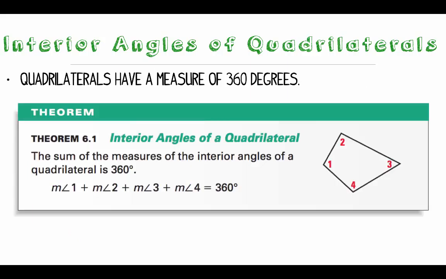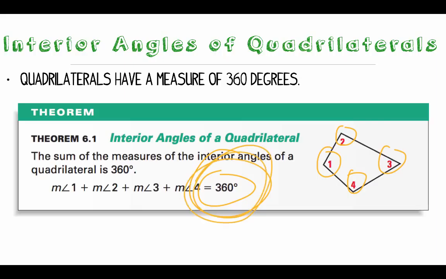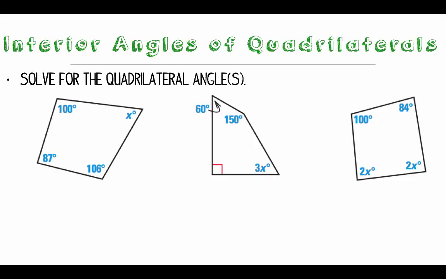All quadrilaterals equal 360. You can take angle 1, angle 2, angle 3, and angle 4, add them all together, and you're always going to get 360 degrees. And that's really important to remember. So I want you guys to take a moment and practice these 3. Please pause.